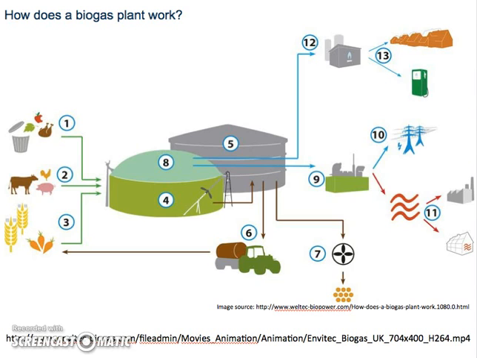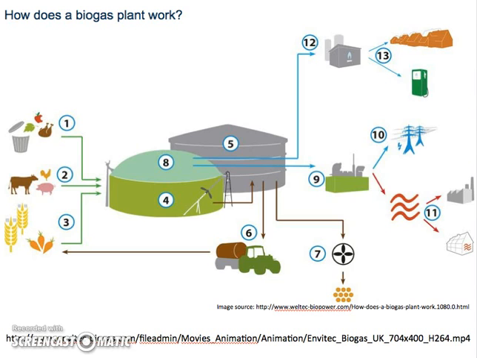These residues can either be used as a liquid fertilizer, or they can be further dried to produce a compost type of fertilizer. One added benefit of this fertilizer over traditional spraying of slurry on fields is a dramatic reduction of smell. Now, going back to point 8 on the diagram, the gas capture.